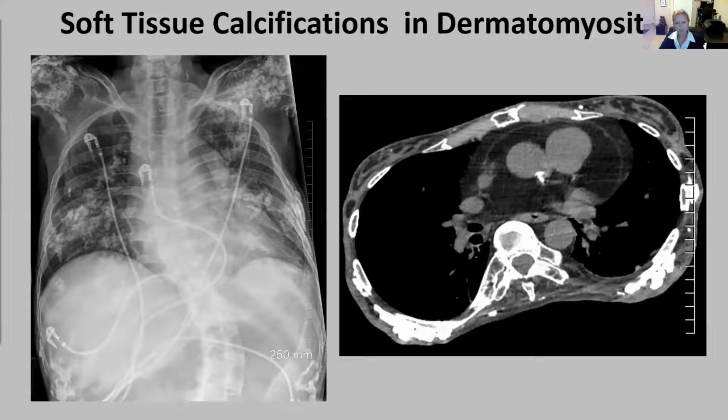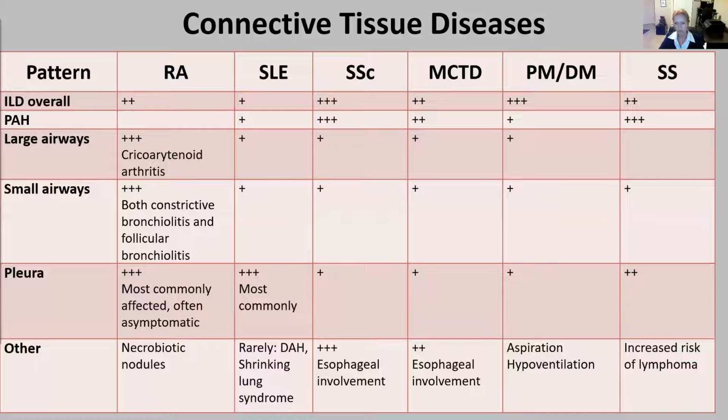This is a patient with extensive soft tissue calcifications, involving the proximal upper extremities, and chest and upper abdominal wall. These were consistent with calcifications in dermatomyositis.